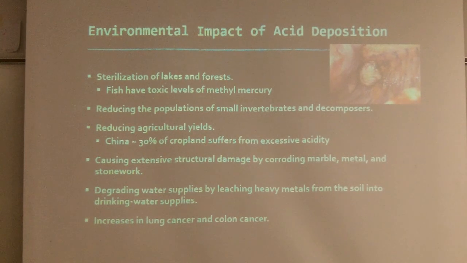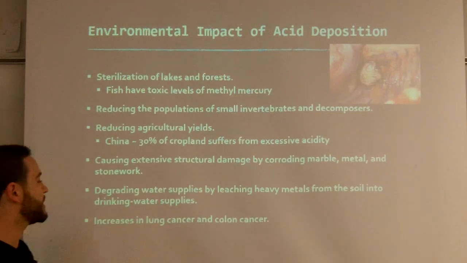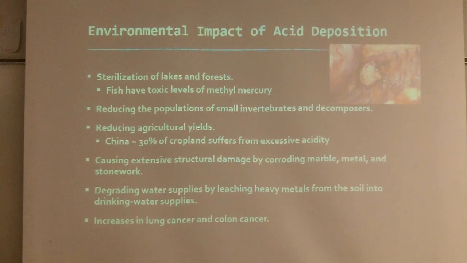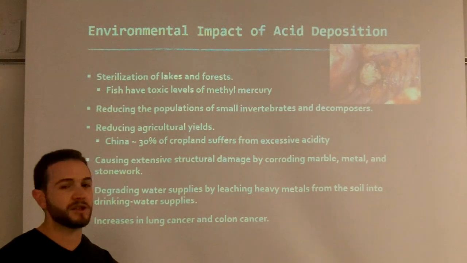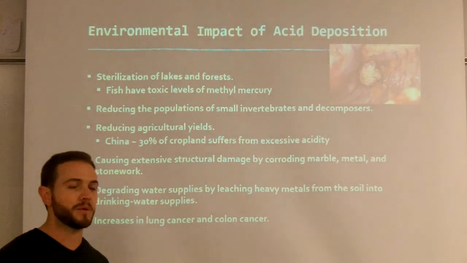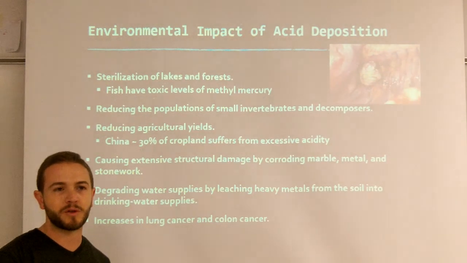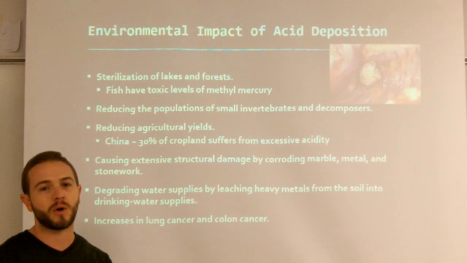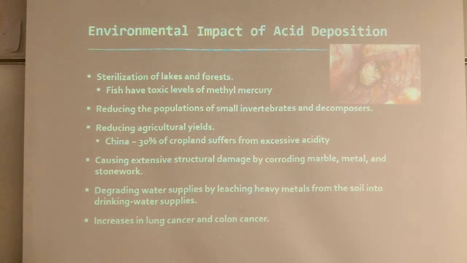Acid rain will corrode anything we put out as humans. It's going to interact with and corrode. It degrades water supplies by leaching heavy metals from the soils into drinking water supplies. Some of the reactions that take place in the soils with the acid that falls will combine with heavy metals and form larger particles that then erode quickly into the waterways during a rain event.